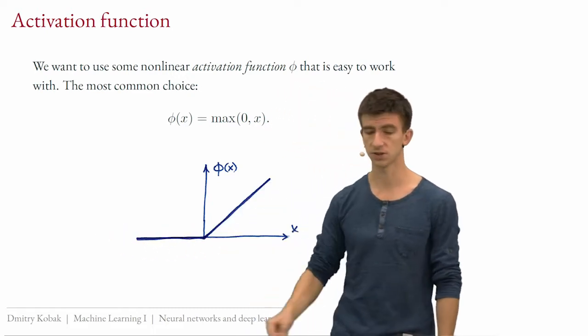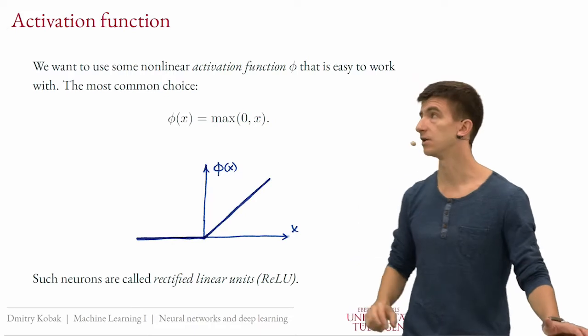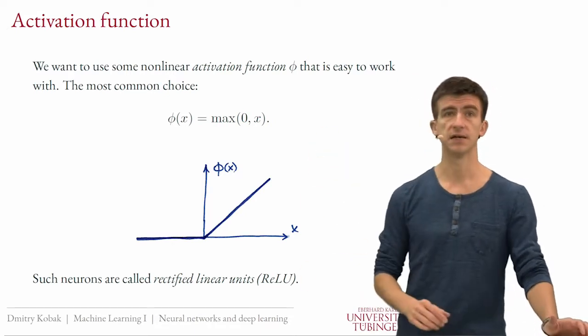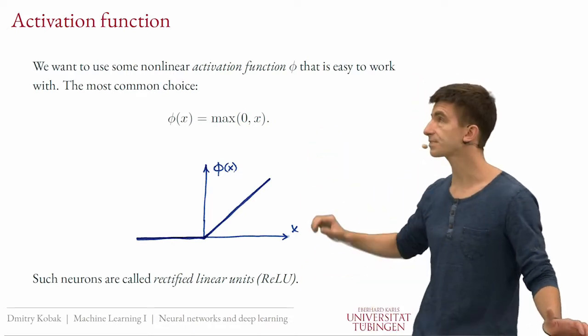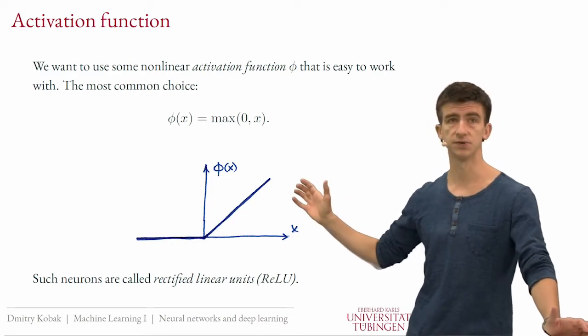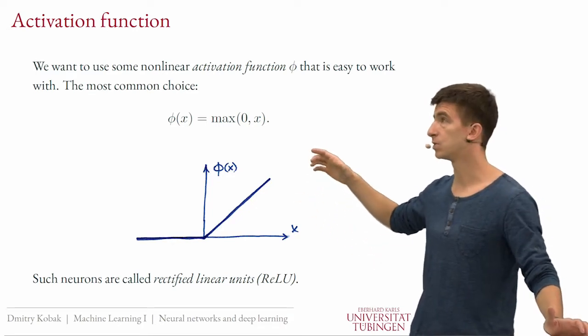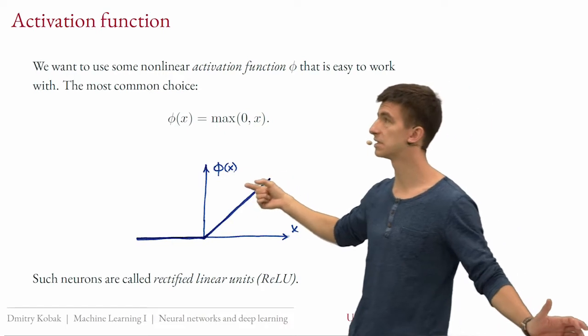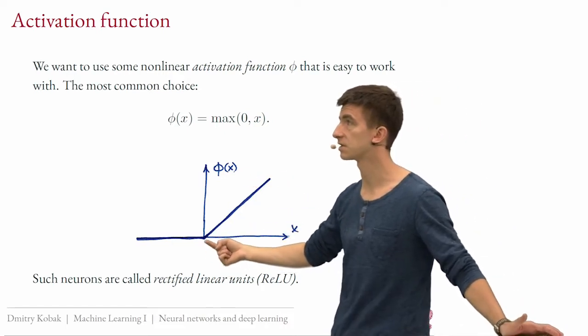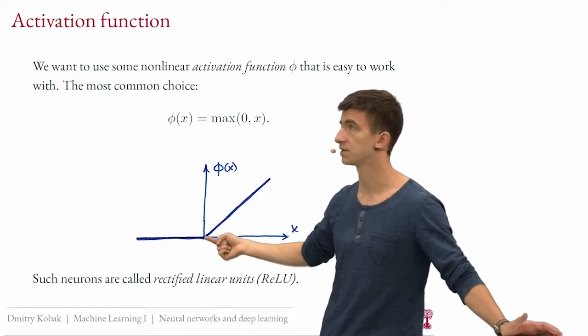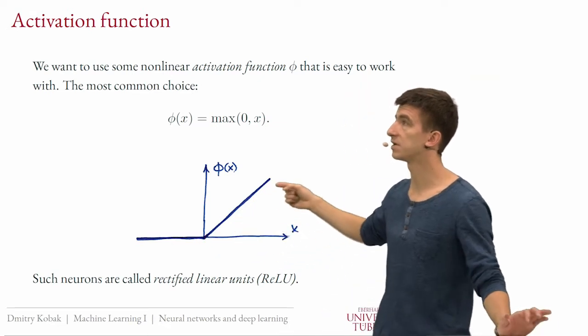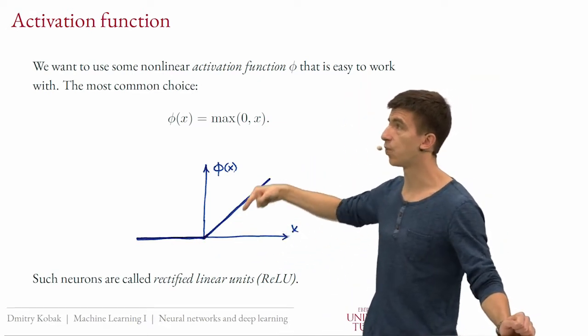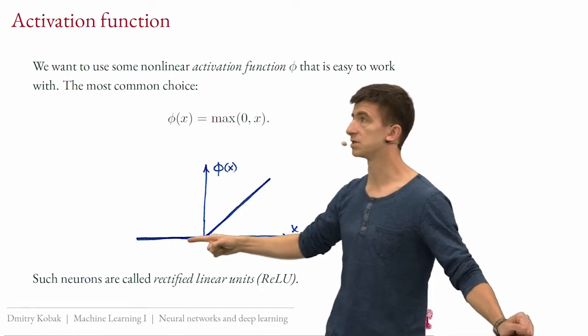That's the phi. So this is called a rectifier function. And the neurons that do that are called rectified linear units, or ReLUs. Very simple. You can think already what will the derivative of this function be. So there's a little bit of a not so nice thing in that the derivative is not defined at this point, right? However, the derivative here is just 1, and the derivative here is just 0.